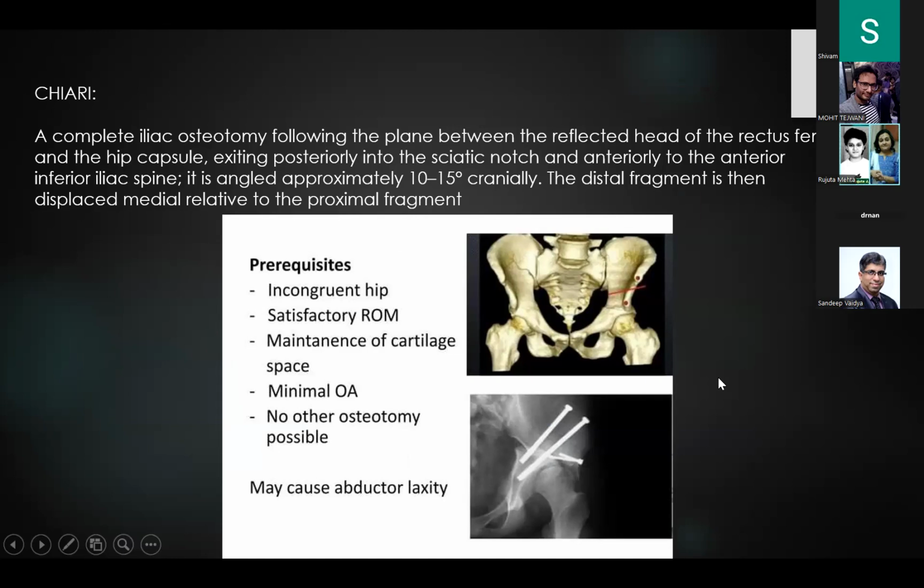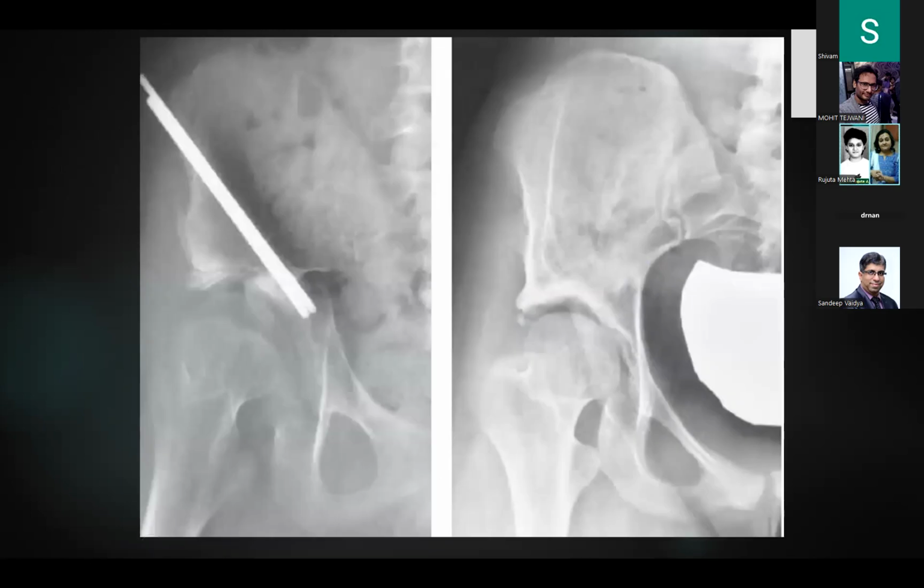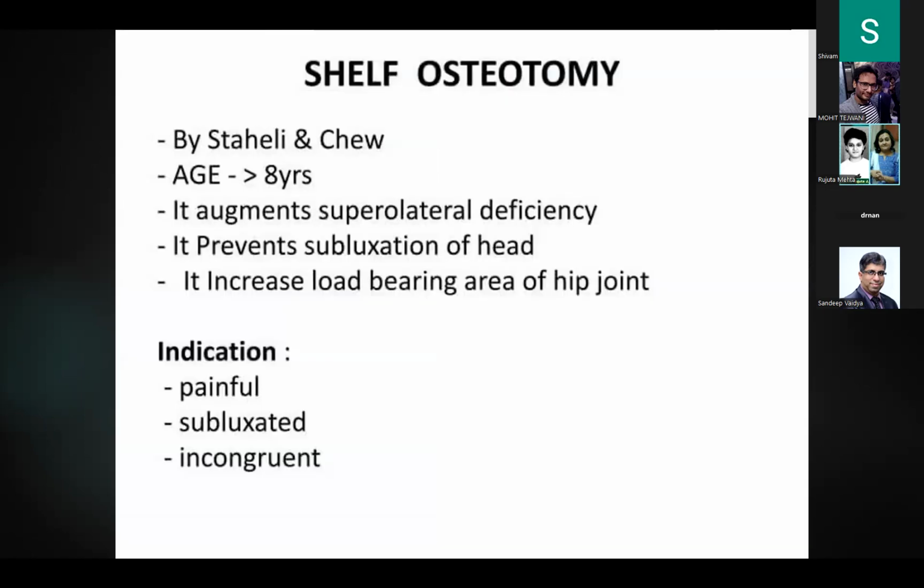So there is a complete iliac osteotomy that is done following the plane between the reflected head of the rectus femoris and the hip capsule. It exits posteriorly into the sciatic notch and anteriorly through the anterior inferior iliac spine. It is angled approximately 10 to 15 degrees cranially. The distal fragment is then displaced medially relative to the proximal fragment and fixed with either screws or wires. Example of a radiograph post-Chiari osteotomy after complete healing and implant removal.